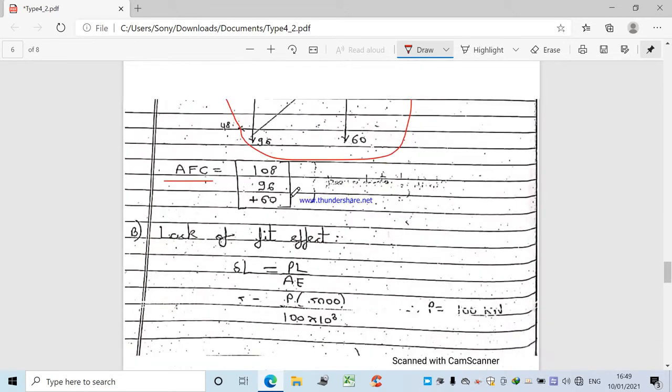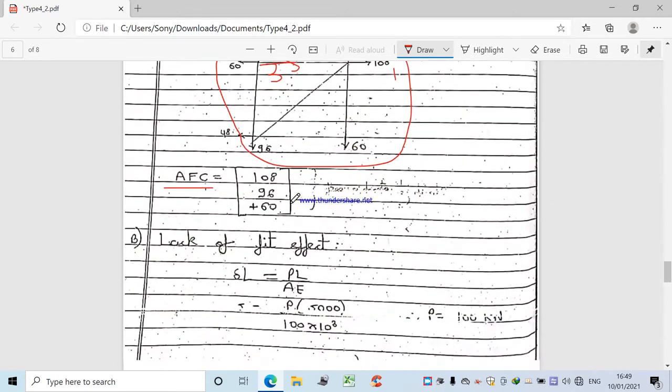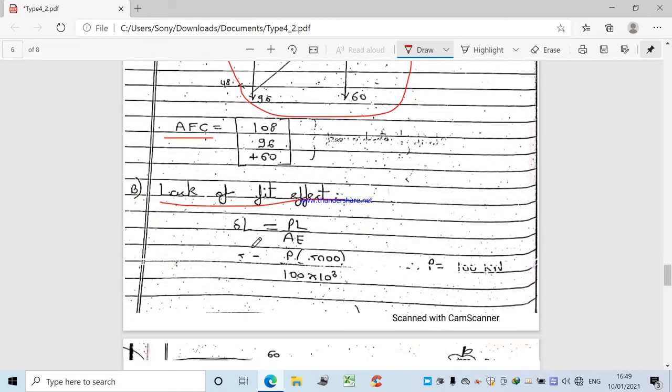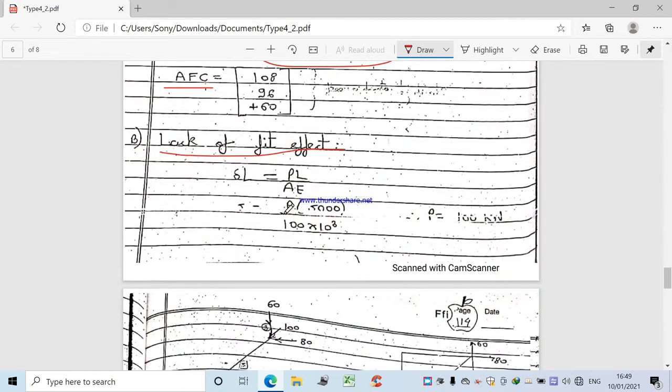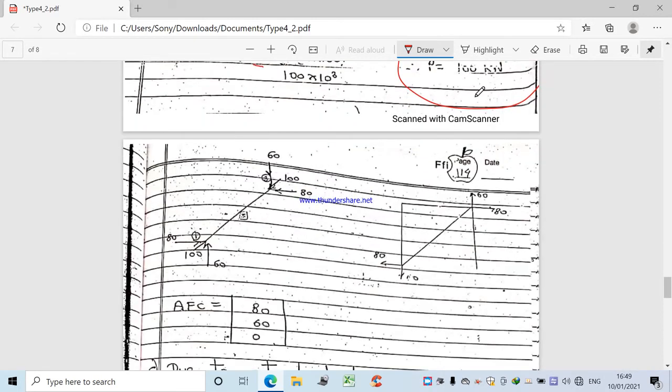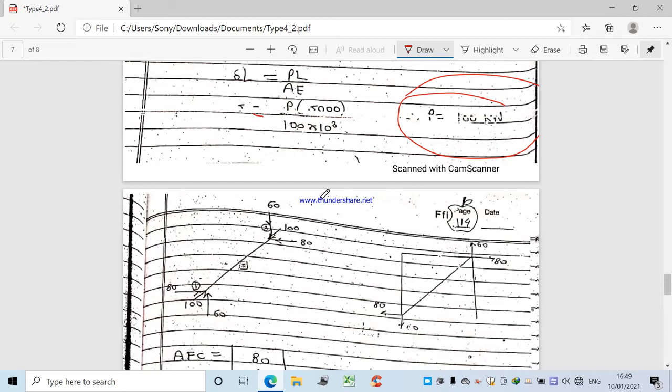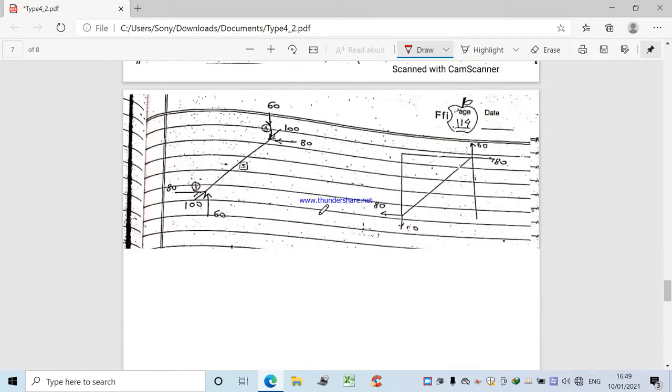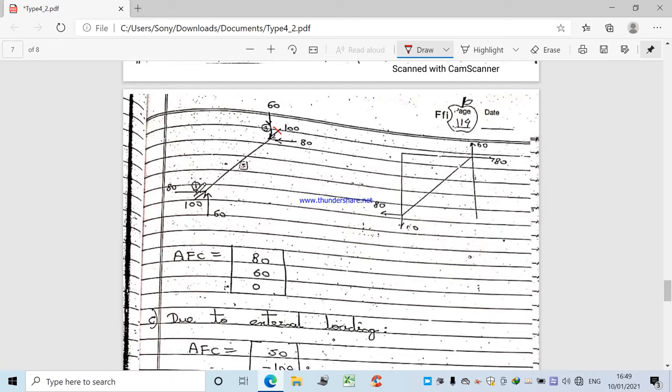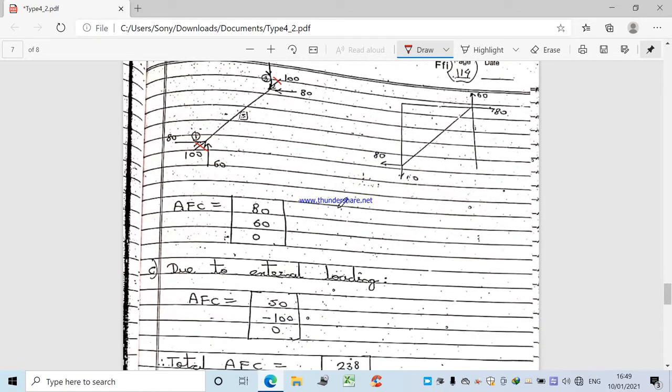Then next is our lack of fit effect. So delta L equals PL upon AE. Delta L is equal to P into L, and we have to calculate the P value. Then 5000 divided by 100 into 10 gives P value equal to 100 kilonewton. So this P value we have to use, as the member is too long, and therefore this 100 kilonewton will be used as a compressive force. So 100 sin theta and cos theta we have to use. Then the AFC coordinate will be equal to 80, 60, and 0. Here it will be 0.